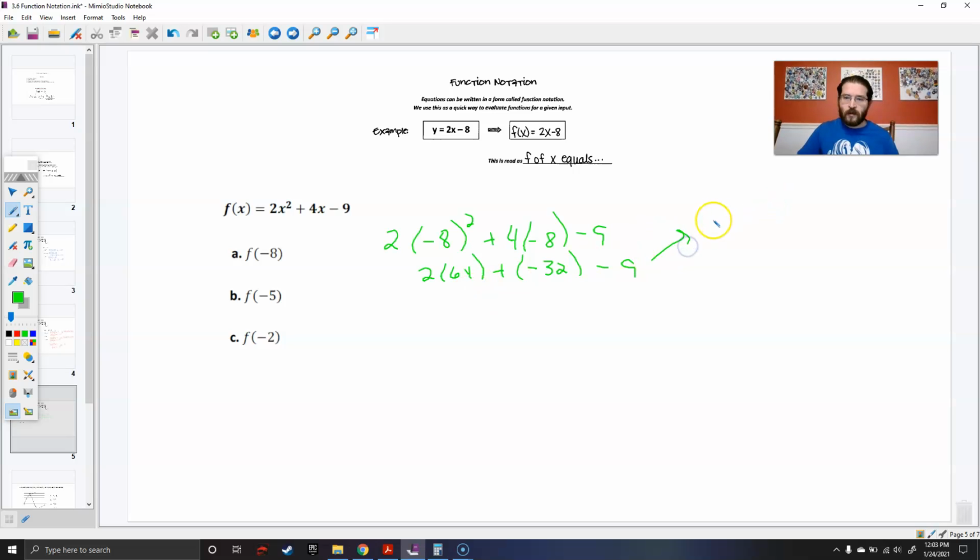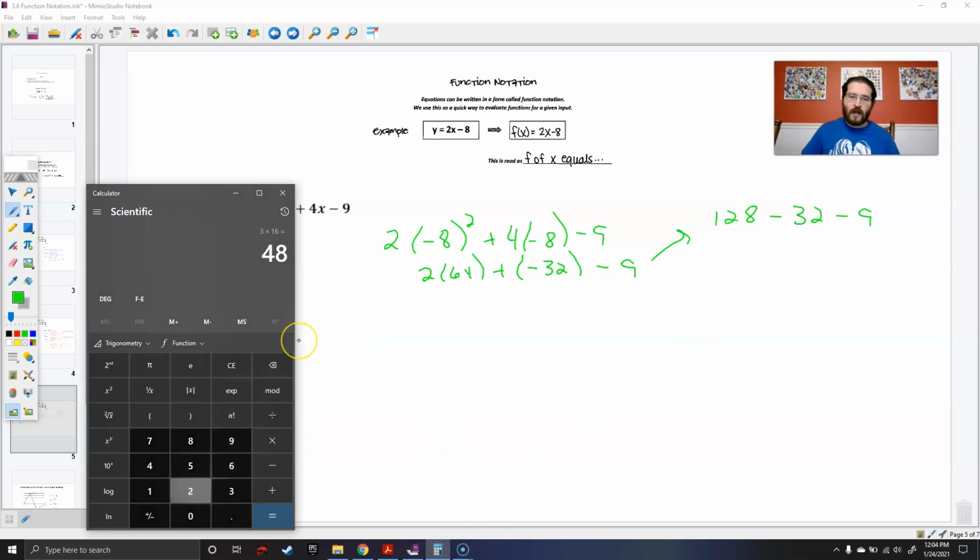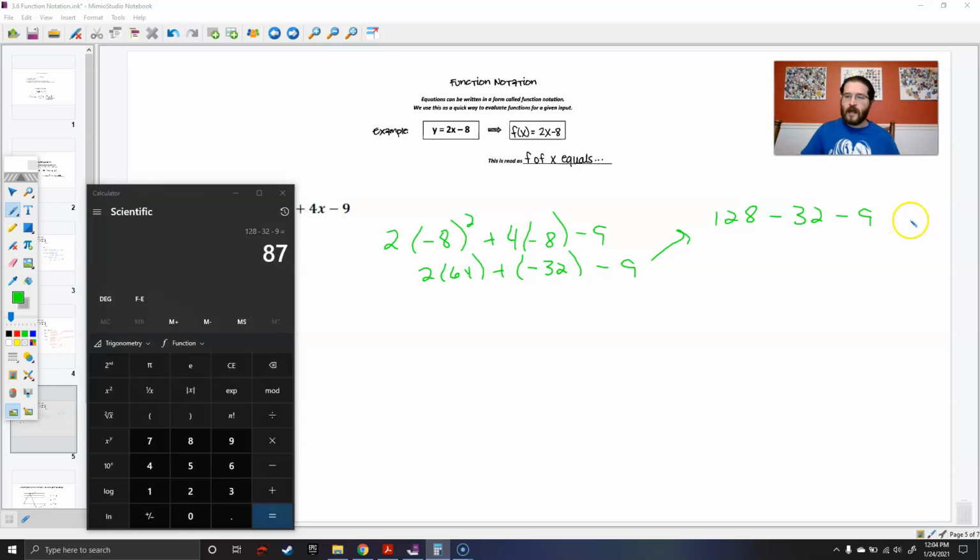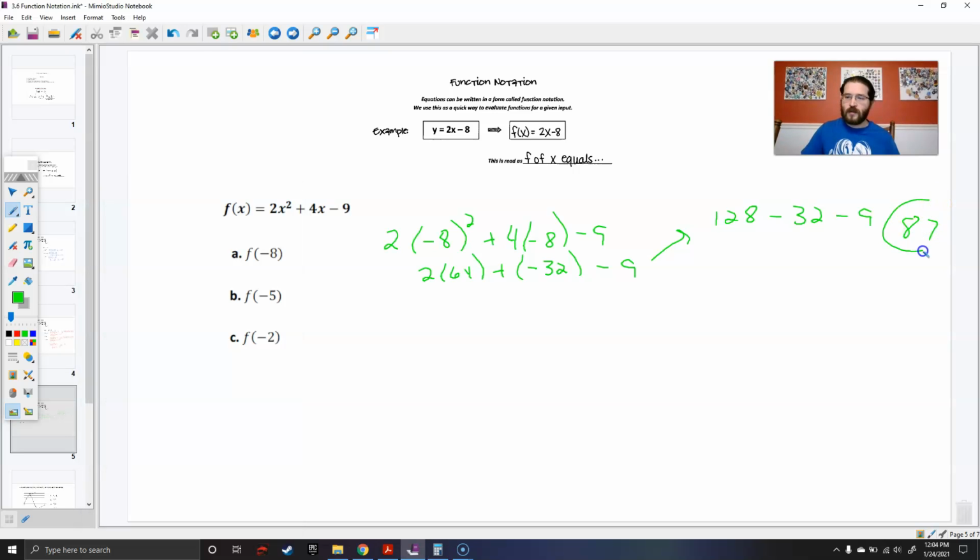Just going to do a little arrow over here. 128 minus 32, because when we're adding a negative number, it's the same thing as that. So minus 9. Let's just do this in our handy-dandy calculator real quick. 128 minus 32 minus 9. We're going to get 87 for our solution. All right, let's try 2 more of these.